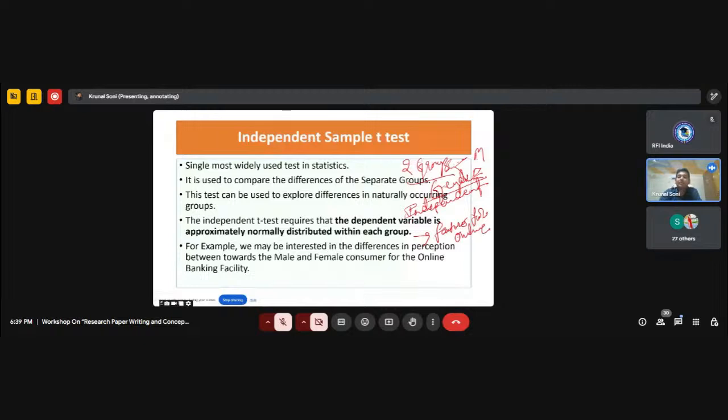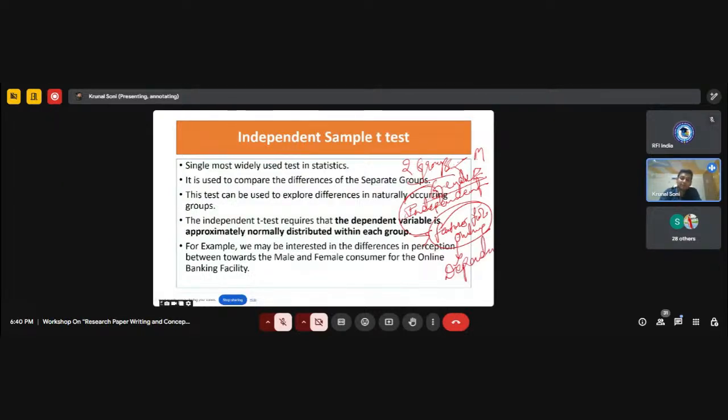So this is going to be the dependent variable, right? Here we are checking the impact of the difference of opinion of gender towards factors of online banking. Online banking opinion is going to differ based on male and female, but male and female is not going to differ based on factors of opinion, right? So based on male and female, the difference of opinion on the factors is going to differ. So here this is the dependent variable.